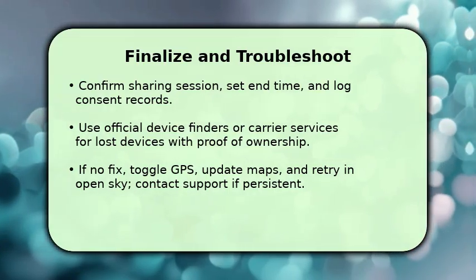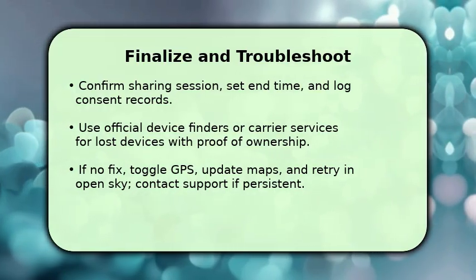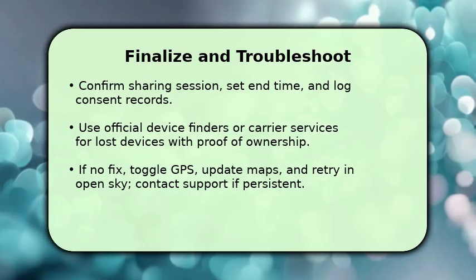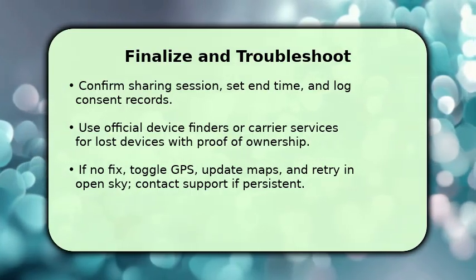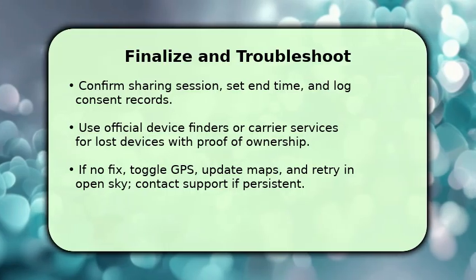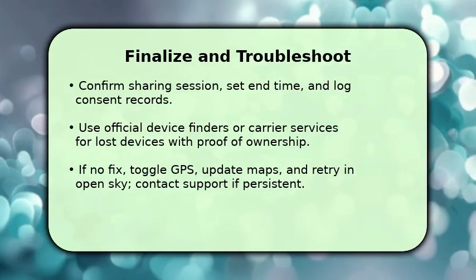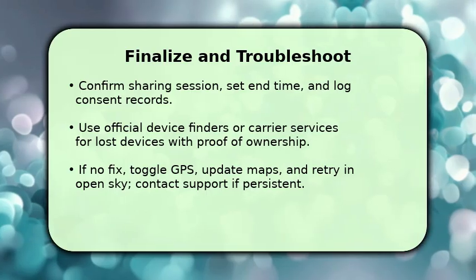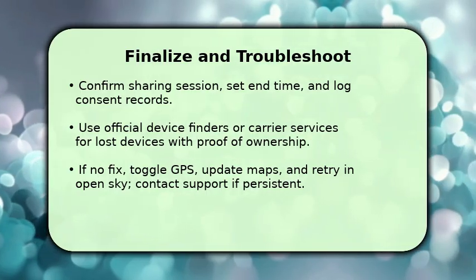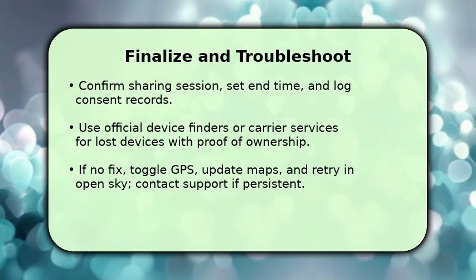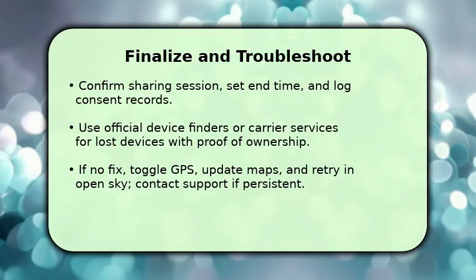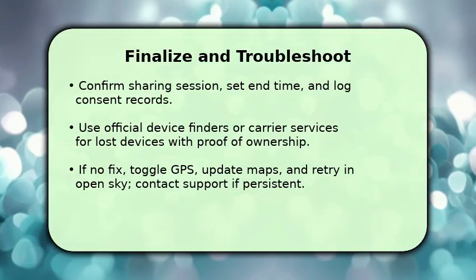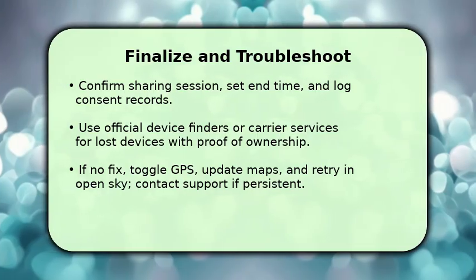If the goal is locating a lost or stolen device, prefer official device finder tools or carrier services that require proof of ownership. If location isn't appearing, try basic troubleshooting. Toggle location, restart the device, update maps and the sharing app, and move to an open area for better satellite lock. If problems persist, contact the platform's support for guided help.